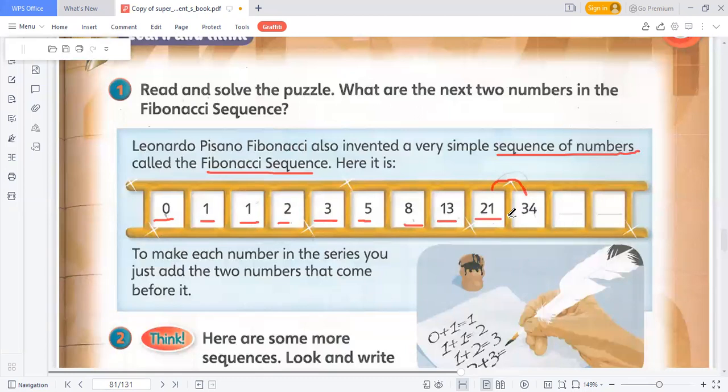34. After 34, what's the next number? 42. Sorry, 42? Yes. Okay, let's say 20, 21, and then 34, right? Yes. Okay, all you have to do is add.